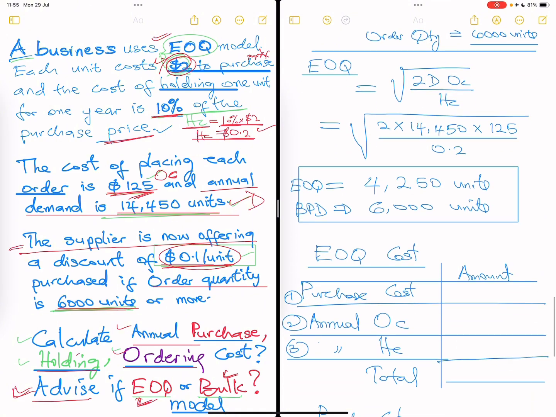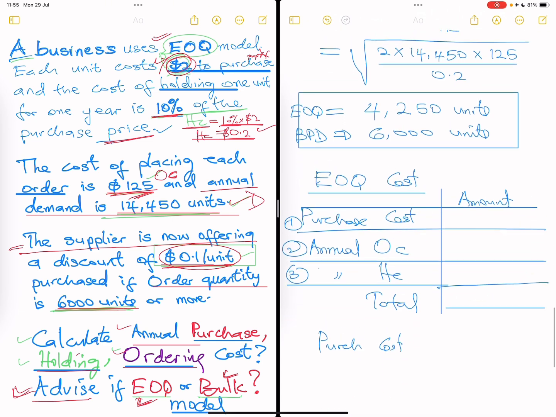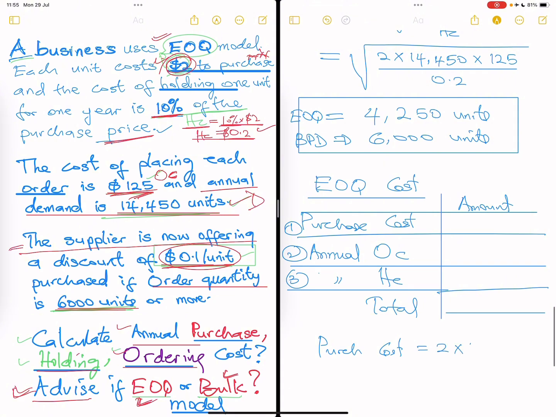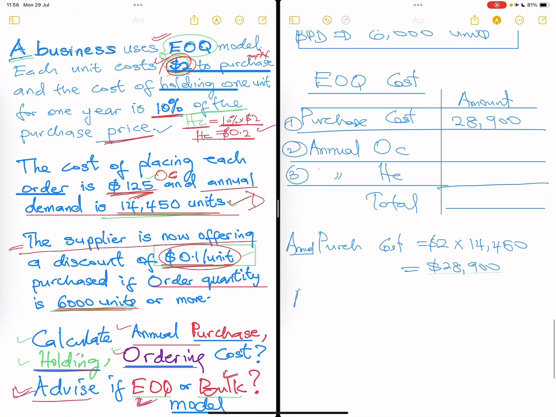So that's 2 multiplied by 14,450, because it's $2 per unit and we need 14,450 every year. So the annual purchase cost will be equal to 28,900. So I'm going to plug that in here, 28,900.